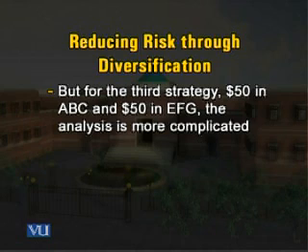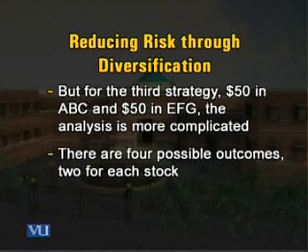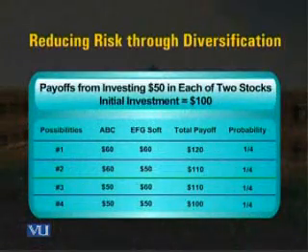But for the third strategy, where we have 50 in ABC and 50 in EFG, the analysis is more complicated. There are 4 possible outcomes, 2 for each stock, because now our stocks are independently moving, their prices. And when we are talking about 50% investment in one company and 50% in the other company, we can have 4 possible outcomes as reflected on this particular slide. Payoffs from investing $50 in each of the 2 stocks, initial investment is equal to 100. We have 4 possible outcomes, 1, 2, 3 and 4.